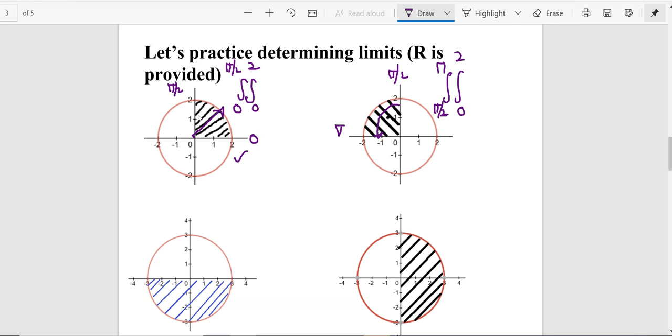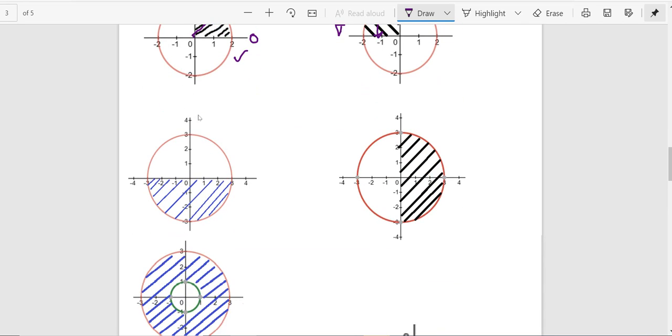So what about in these cases? Now we have the radius as 3. But what about the angle here? This one is counterclockwise, starting from here up to here, which means pi up to 2 pi. So the new limit for r is 0 up to 3, since the radius is 3, and the limit for the angle is pi up to 2 pi.